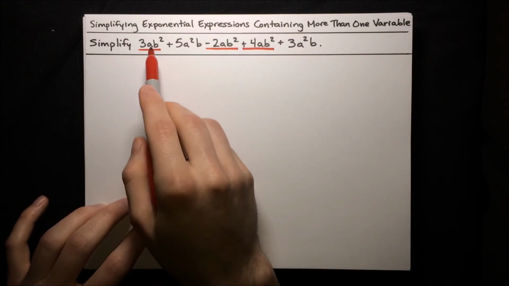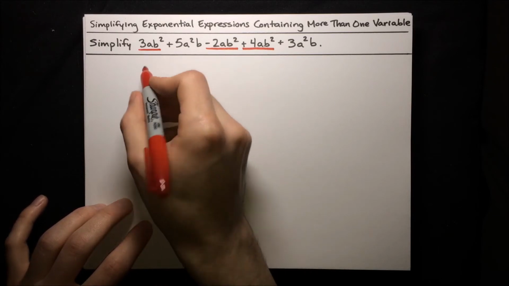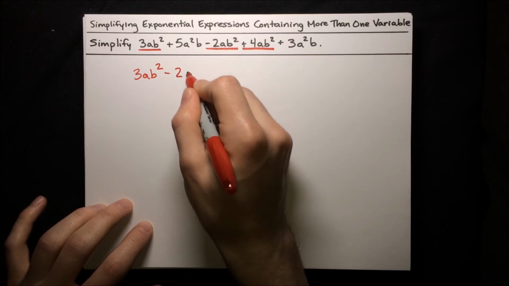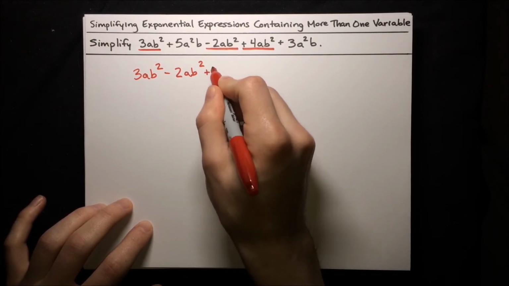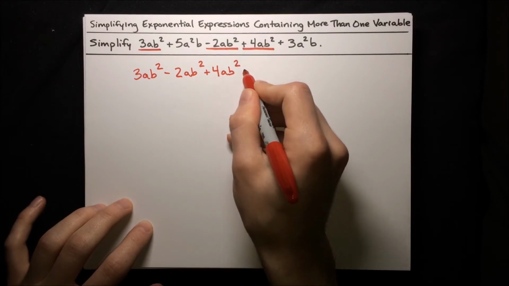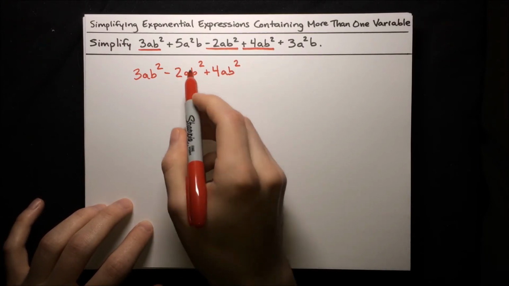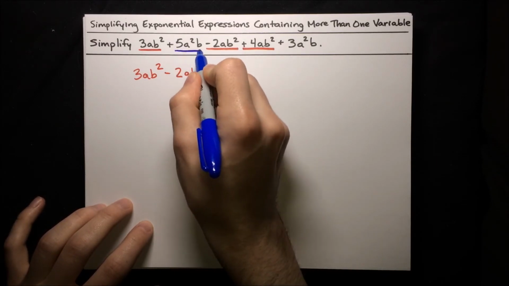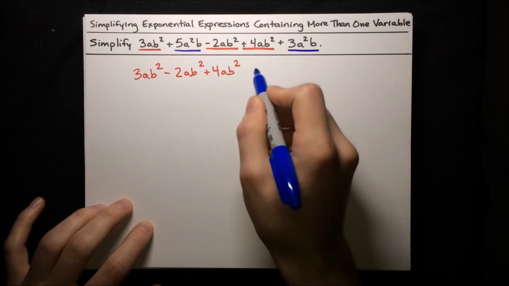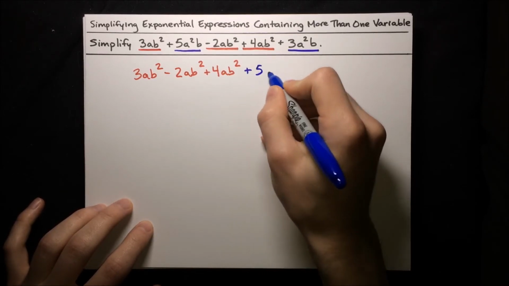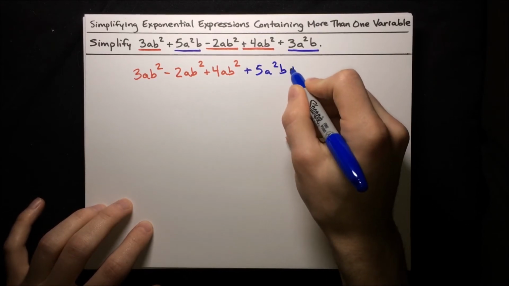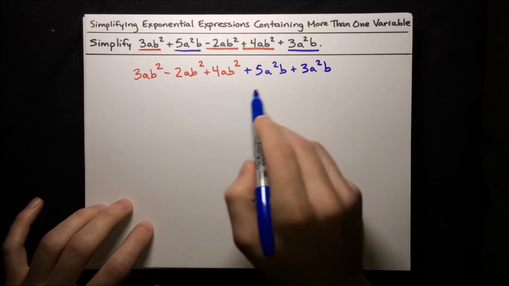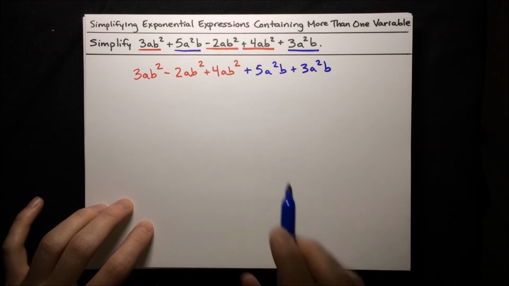Okay, so let's first write all of the ab squared terms together. So this is 3ab squared, and then minus 2ab squared, and then plus 4ab squared. Okay, and now let's worry about the other terms, the a squared b terms. So that's pretty clear. What are the a squared b terms? It's just this one and that one, and let's write those together. So plus 5a squared b, and then plus 3a squared b. And now we can look at all of the like terms here and all the like terms here, and separately we'll add the coefficients.